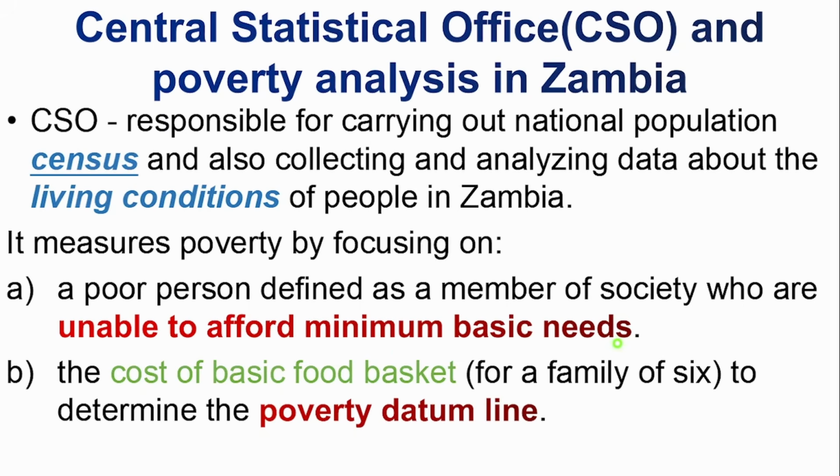Now we talked about basic needs. Then it also looks at the basic food basket for a family of how many? 6. So when they look at this family of 6, they also look at how much they need for them to afford food in a given month. So they determine this by the poverty datum line. We also talked about this one. So that is about poverty.